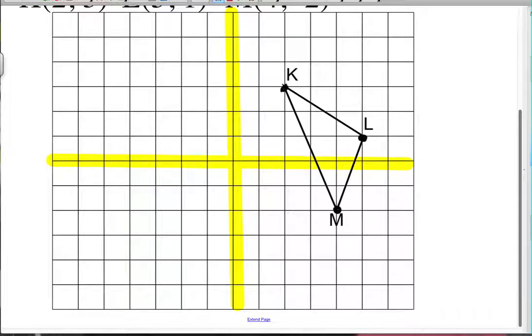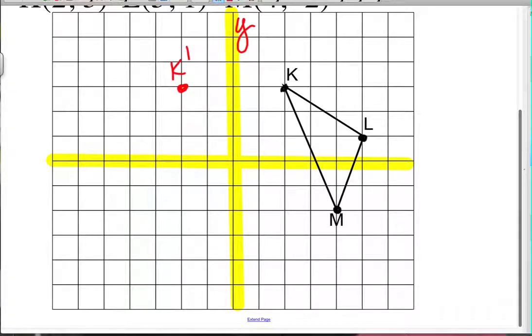Now, it's going to go across the y-axis. That's this guy. So instead of being on the right side of the y-axis, we're going to flip it so that it's on the left side. Everybody is the same number of units away from the y-axis, except in the opposite direction. So if I'm looking at K, K looks like it is right 2 from the y-axis, so now we're going to go left 2.